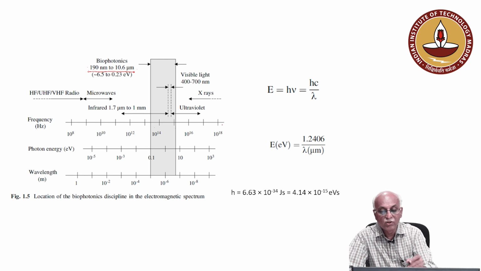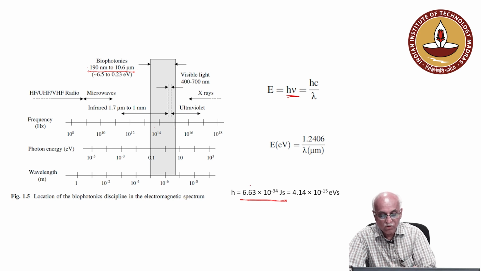Photon energy is nothing but h nu, where h is the Planck's constant, which is 6.63 into 10 raised to minus 34 joule second, and nu is the frequency of the electromagnetic wave. This can help us to determine the photon energy, which ranges between 0.1 electron volt up to maybe a few electron volts. The energy can be determined based on a simple equation, E is equal to h nu or hc by lambda.